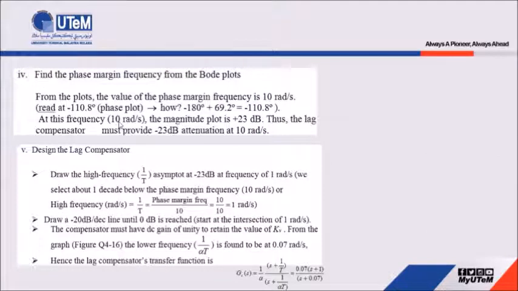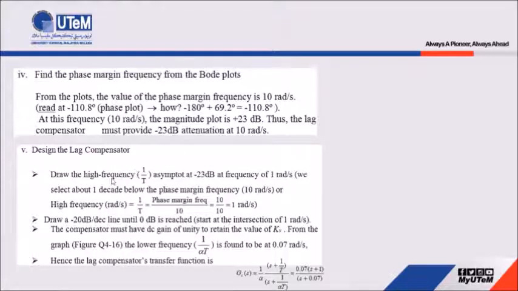Next, after we get this phase margin, we have to plot it on the Bode plot. After we plot, we get the phase margin frequency at 10 radian per second. At this 10 radian per second, the magnitude plot is plus 23 dB. So the lag compensator must provide negative 23 dB attenuation at 10 radian per second. This is because we want to make sure the plot crosses 0 dB, same as what I mentioned in the previous example.